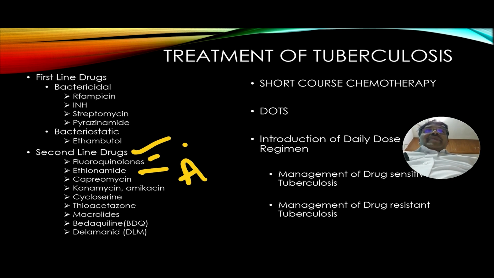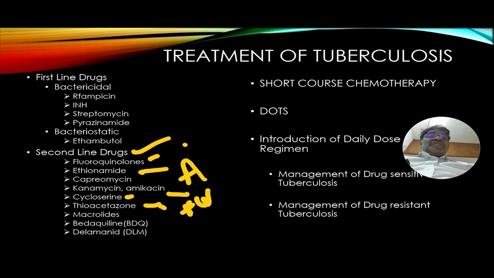Capreomycin is a bactericidal drug. Kanamycin and amikacin are bactericidal drugs. Cycloserine is a bacteriostatic drug. Thiostazone crosses the placental barrier, and it is also secreted in milk. So it should never be used in HIV patients. It can cause severe and fatal reactions. Side effects include gastro disturbance, blurring of vision, hemolytic anemia, urticaria. So it has a lot of side effects. We should be very careful about this thiostazone drug.